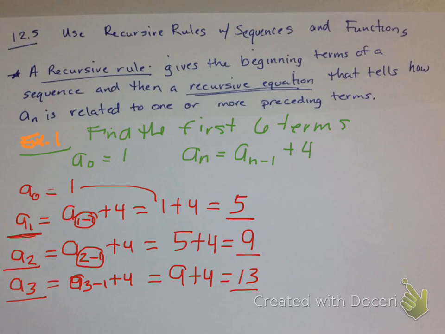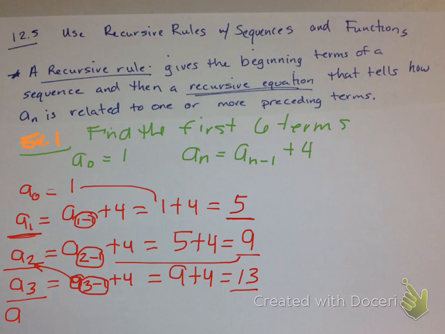What is 3 minus 1? That means it's 2. Then you go, who's your a sub 2? 9.